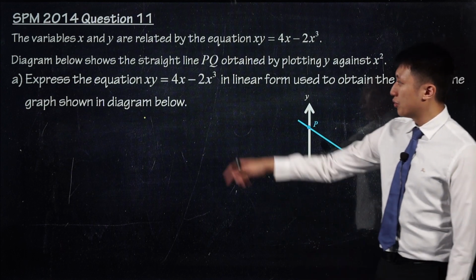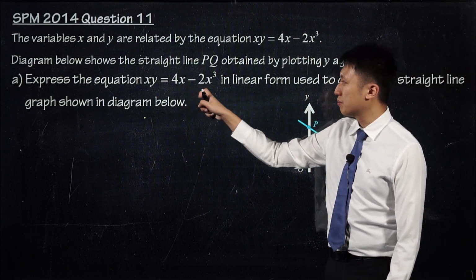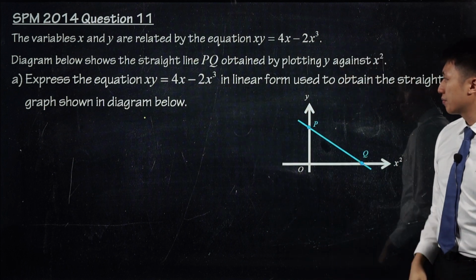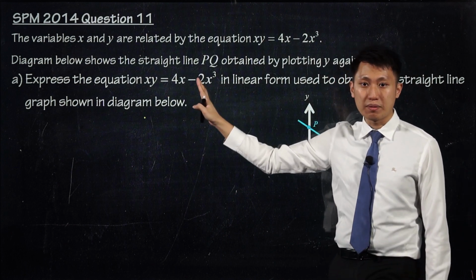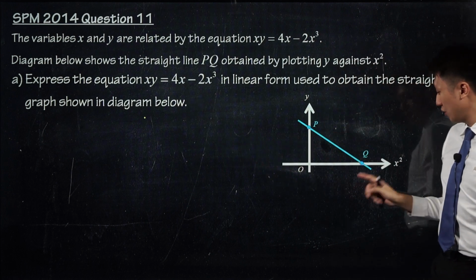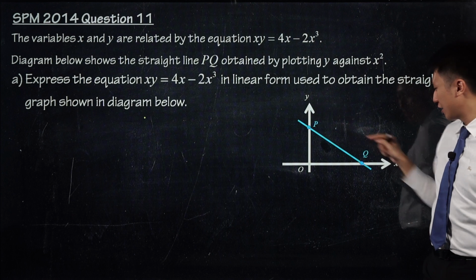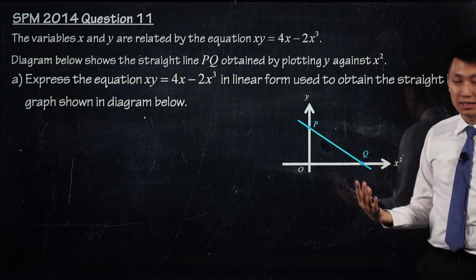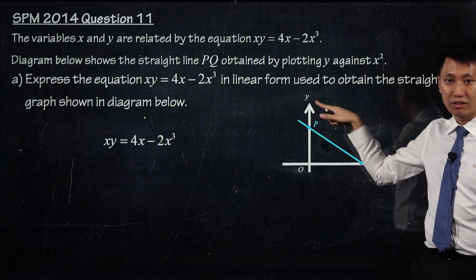Now, you want to express the equation xy equals to 4x minus 2x cubed in linear form. Okay. Always, when it's given this nice pattern, no variable, means that you kind of like write this and write y equals to mx plus c. So y equals to mx plus c. So now write that one, then try to make it into this form.